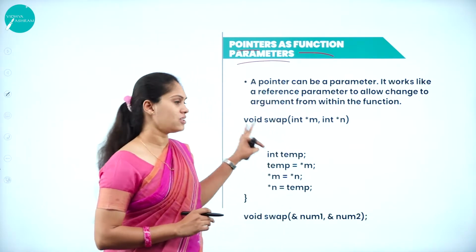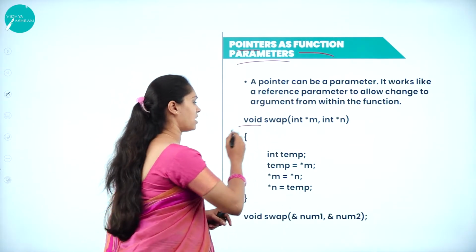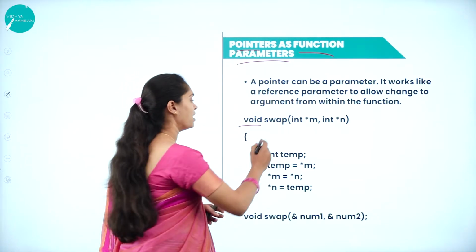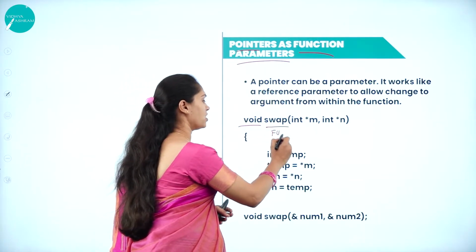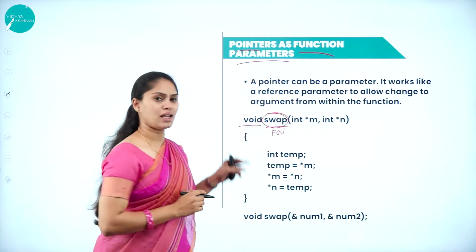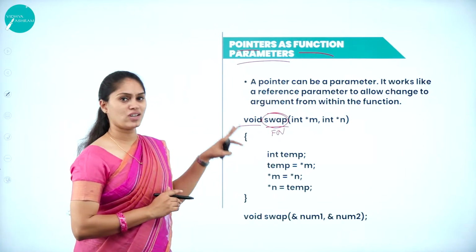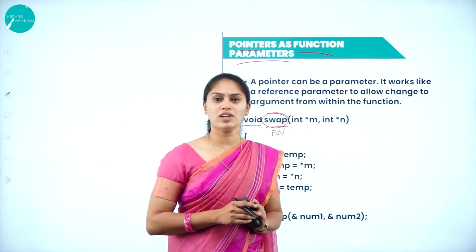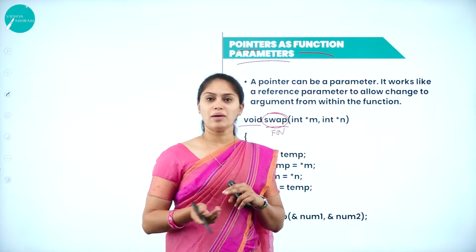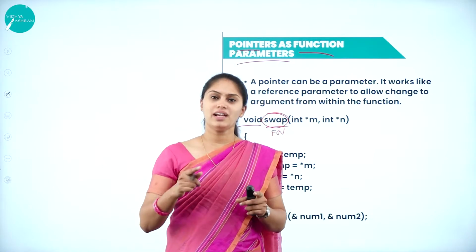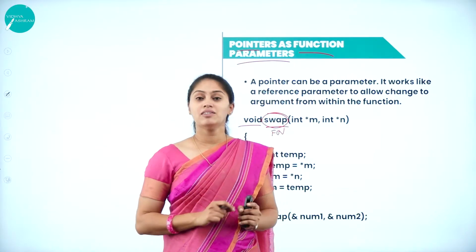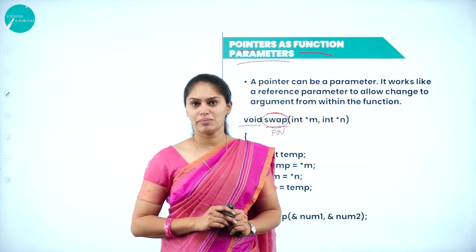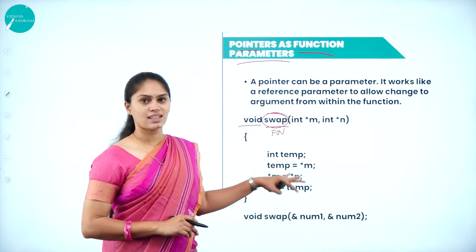If you look at this example, here void is the return type. The function name is swap. I am using the name swap because here I have three variables: m, n and temp. I am going to swap the content of m to n and n to m with the help of a temporary variable. That is what I am doing inside the calculation part.